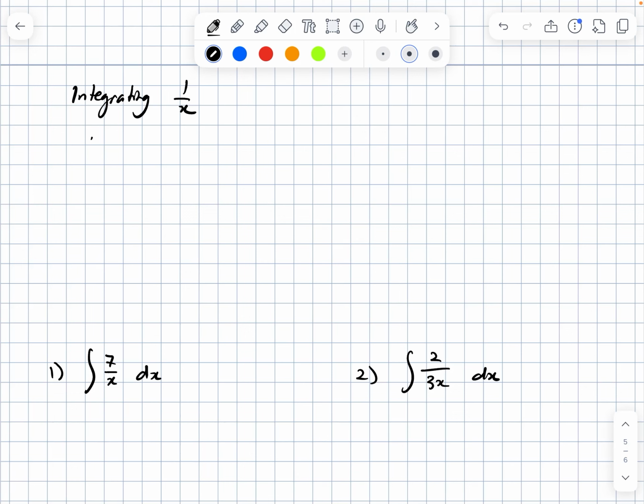Integrating 1 over x is the only power function that needs its own rule. The reason is that if we just did a regular integration and said that's the same as x to the power of -1, then we'd increase the power by 1 to get 0, and we'd divide by 0, which you can't do. And so that is not the way to integrate 1 over x.